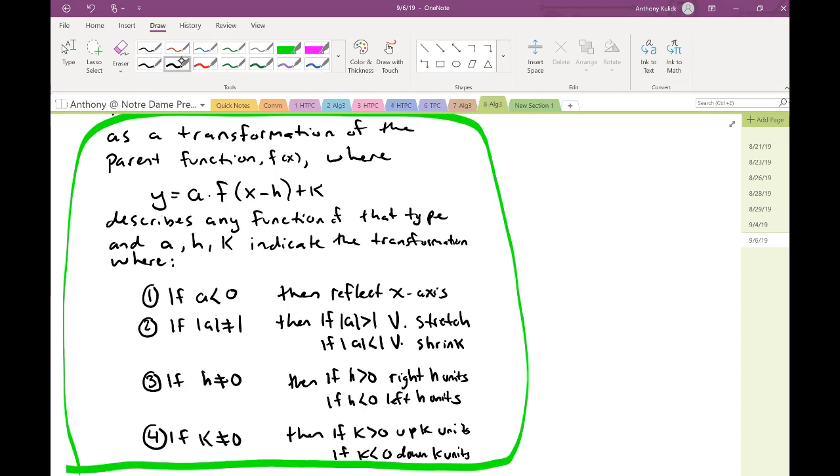You don't need it memorized word for word, but you need to have it memorized well enough that you can do things with this information. You have to know, like, when a is positive 5, what does it do? Or when h is negative 3, what does it do? And how to pick out the a, h, and k from looking at the function. So we'll do some examples to help practice that.